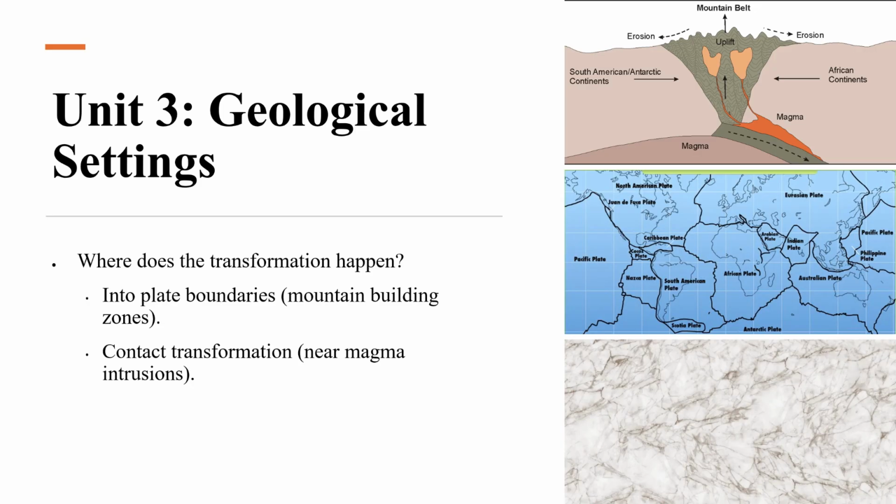Contact zones, near magma intrusions. Now picture magma pushing its way upward into the crust. The hot magma doesn't always reach the surface, but it bakes the surrounding rocks. This localized heating changes the minerals in the nearby rocks, creating new textures and structures. This is called contact metamorphism, and it usually happens in smaller, localized zones. So, long story short: at plate boundaries, heat plus pressure means widespread rock transformation. Near magma intrusions, intense heat means localized rock transformation.